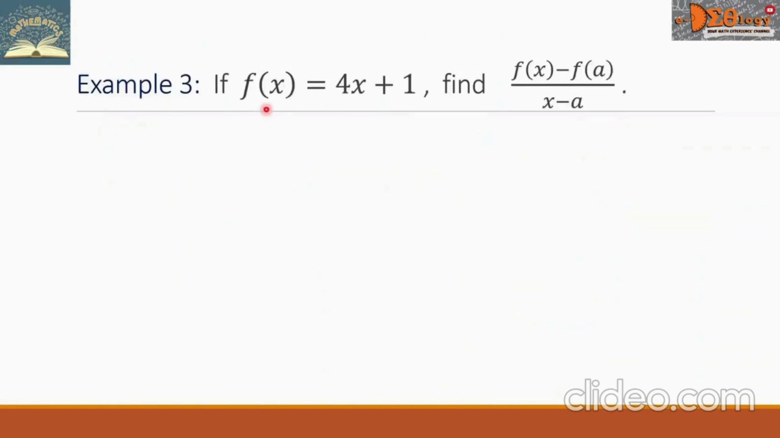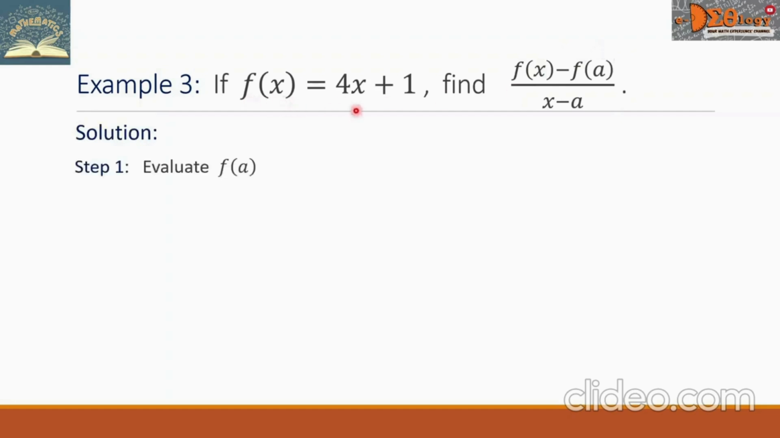Example 3. If f of x equals 4x plus 1, find f of x minus f of a all over x minus a. Notice that we have two functions in our numerator. The first function is f of x, meaning this is the given function here. Therefore, we're going to evaluate the f of a. This is our step 1.